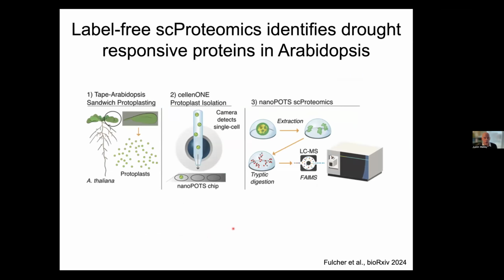And then, those were some methods that are used, and I wanted to focus on the plant biology now. The same group that developed nanoPOTS also has a very nice preprint out where they use label-free proteomics on Arabidopsis mesophyll cells collected from leaves that had experienced drought or not. And they were able to use, again, this CellenONE and nanoPOTS to do some really nice proteomics. I won't steal their thunder, but I encourage you to read through this preprint. There's some nice biology in there.